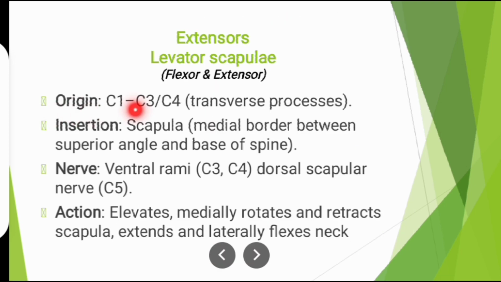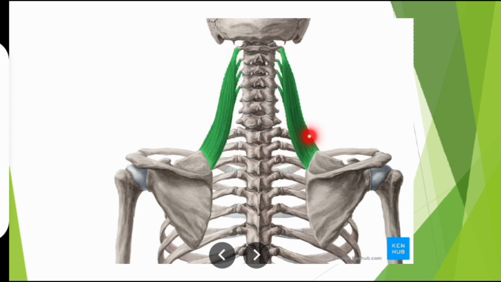Its origin C1, C3 to C4 transverse processes. Insertion scapula, middle border between superior angle and the base of spine. Nerve supply, ventral rami, dorsal scapular nerve. Action, elevates and medially rotates and retracts scapula, extends and laterally flexes neck. The muscle in green is levator scapulae muscle.